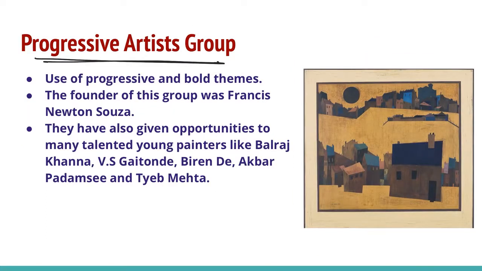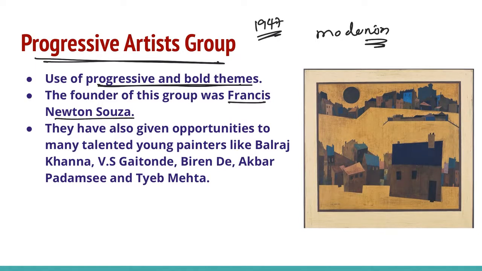Progressive Artist Group. In the year 1947, another group of painters grabbed the attention of the art world by the use of progressive and bold themes. They amalgamated these themes with softer and more abstract themes. They lacked any uniformity among themselves, but they were inspired by European modernism. The founder of this Progressive Artist Group was Francis Newton Souza, but the more famous members were S.H. Raza, H.A. Gade, Ara, and so on.